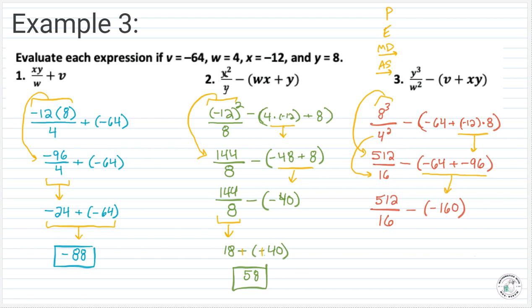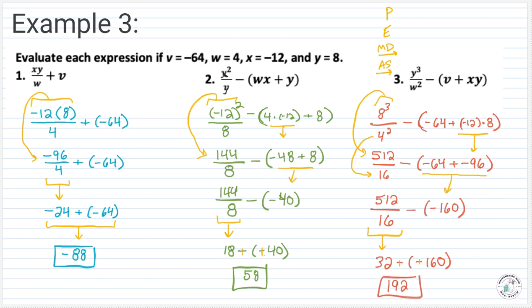So 512 divided by 16 is going to be 32 minus, and then negative 160. Again, when we're subtracting integers, the trick is to keep, change, change. So we're going to have 32 plus positive 160, and adding those two values together, we're going to get an answer of 192.